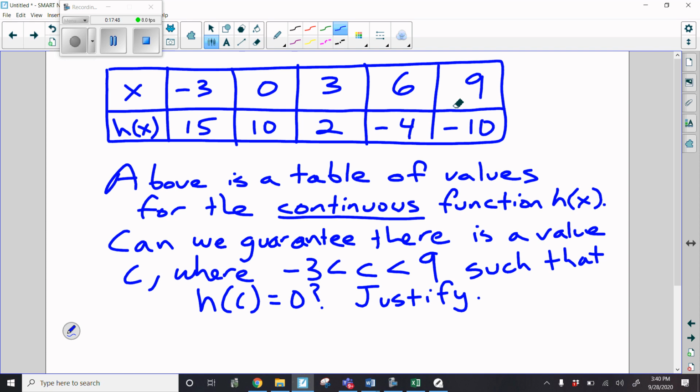So again, our first step, when we're using the IVT to justify, we have to follow those three things that we looked at last time. They don't necessarily have to be always in this order, but I like to keep them in that order so I don't forget one of the steps. So first off, we must state that h is continuous. Even though it says it in the problem prompt, you need to write that again in your response. If you don't, no credit. Don't forget.